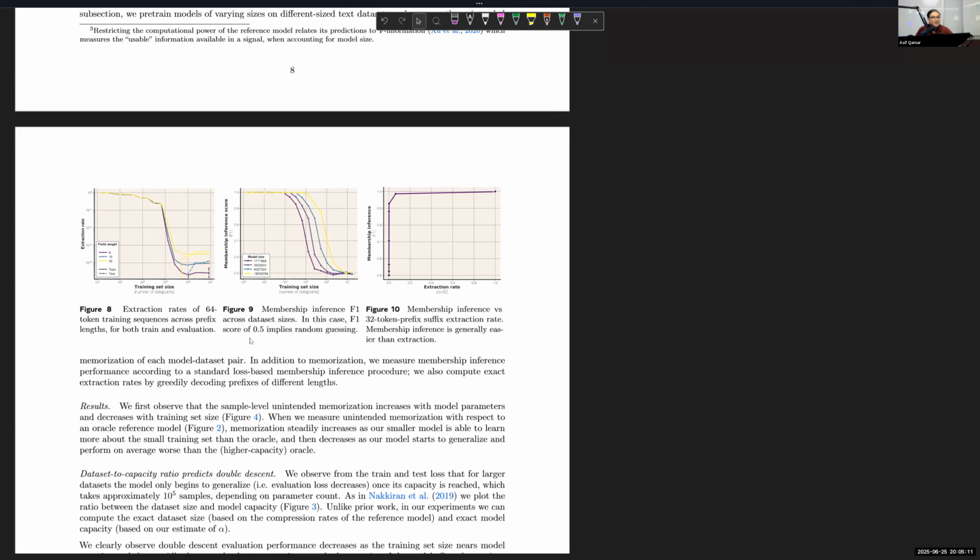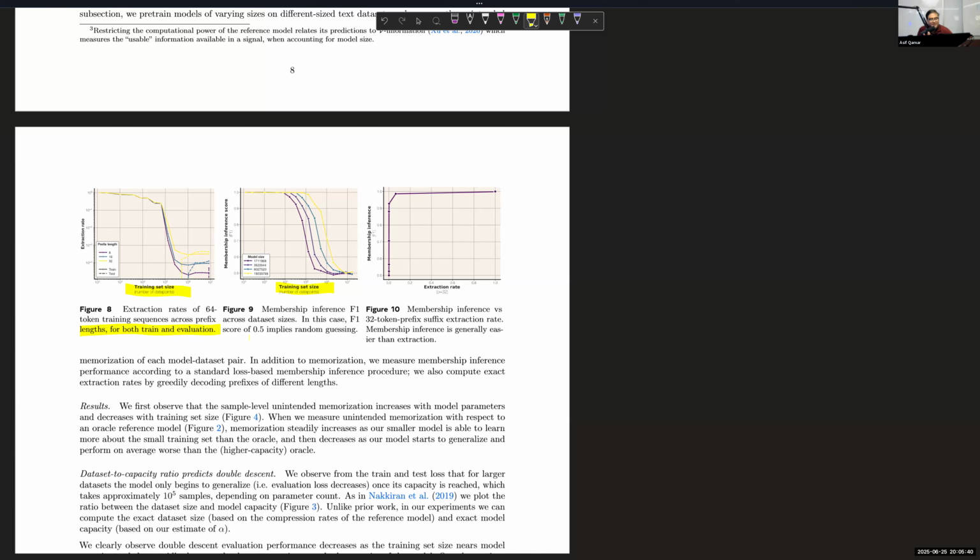The more you increase the training set size, the less it will remember, because it can't. It has to start grokking it. It has to start generalizing from it, and so forth. And these curves, remember, likewise, you observe something very interesting in the second curve also: the extraction rate of a 64 token training sequence across prefix lengths.